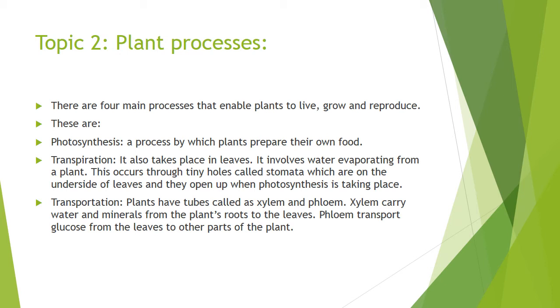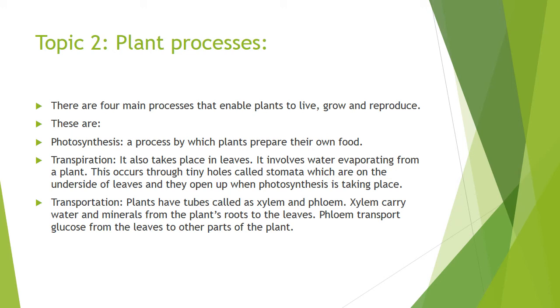Then comes the transpiration. Now what happens in the transpiration? It also takes place in leaves. It involves water evaporating from a plant. Now how does evaporation occur? This occurs through tiny holes called stomata.